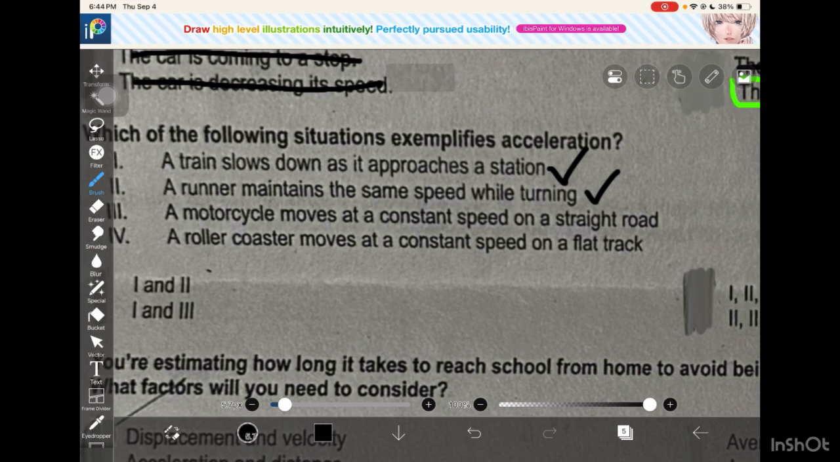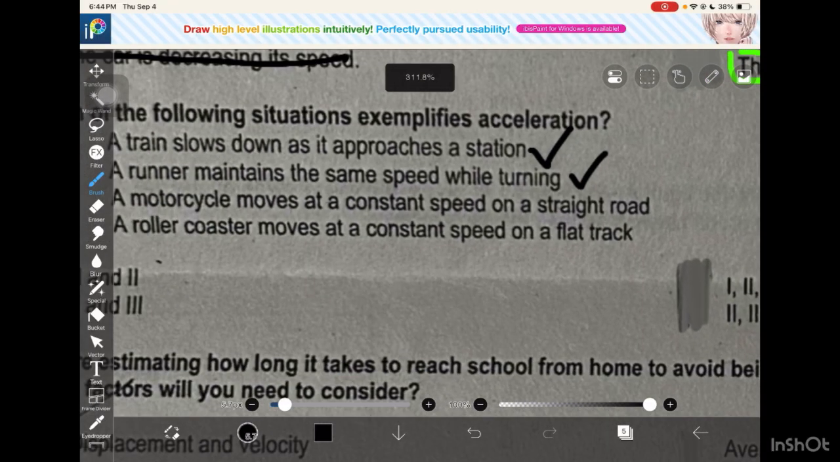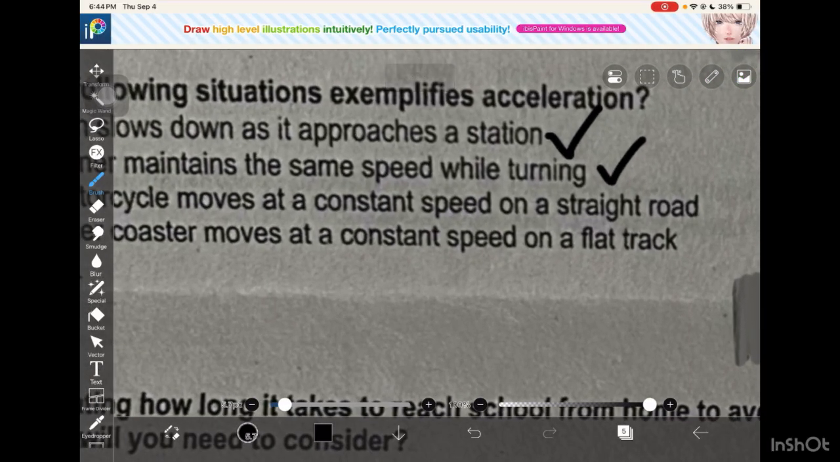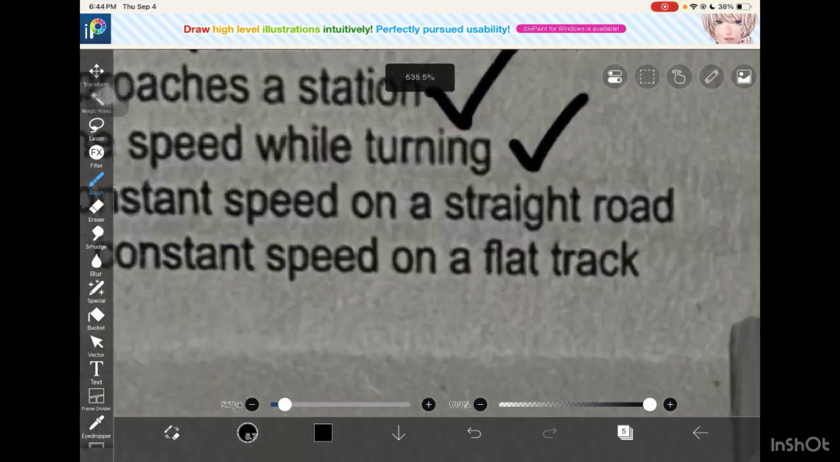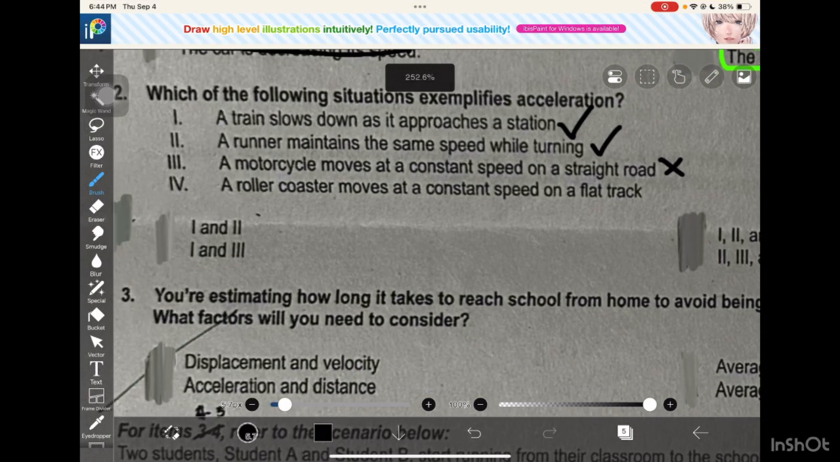A motorcycle moves at a constant speed on a straight road. As you could see, there's no sign of changing velocity or speed, and there's no sign of a changing direction. So no. A roller coaster moves at a constant speed on a flat track. Once again, it's just flat, so that means there is no change in direction. Therefore, this does not exhibit acceleration.